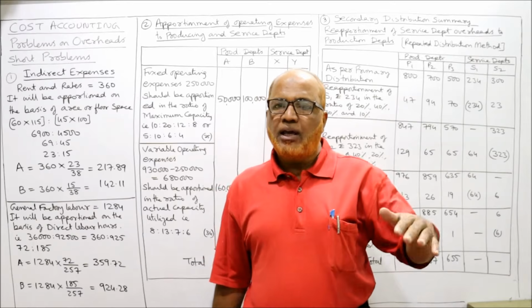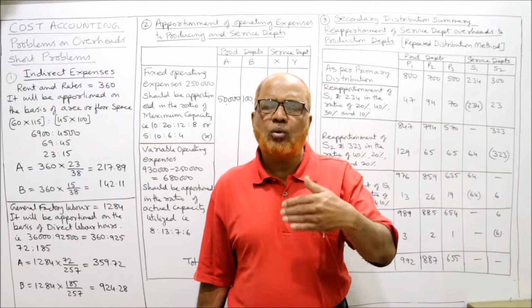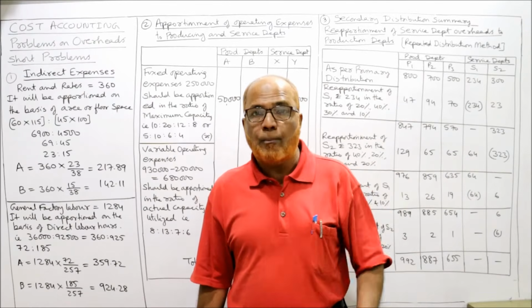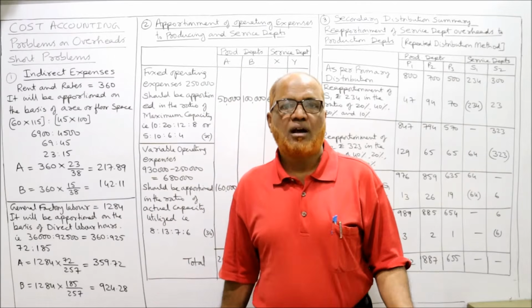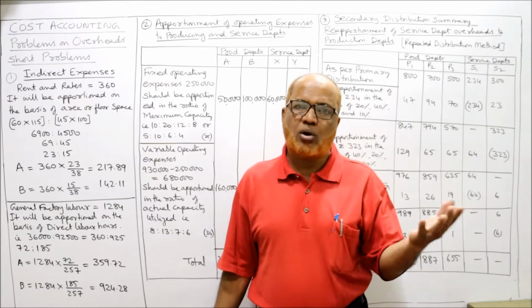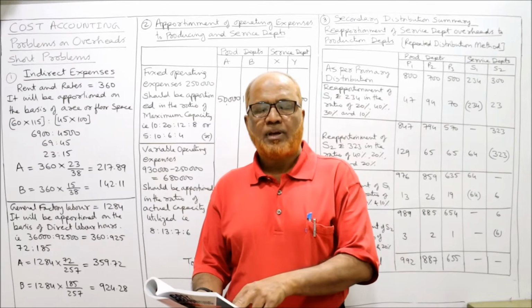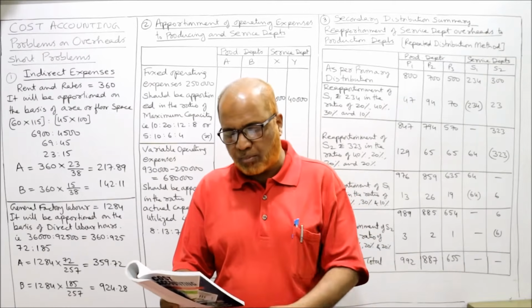On what basis? In the theory video I have explained that there are no hard and fast rules on how to apportion the overheads on different departments or different products. But we have some rules to be followed. Some logic is there on how to apportion the expenditure on different products. Here rent and rates are given. We have to apportion the rent and rates on some basis. What is the basis? Information is given in the problem.